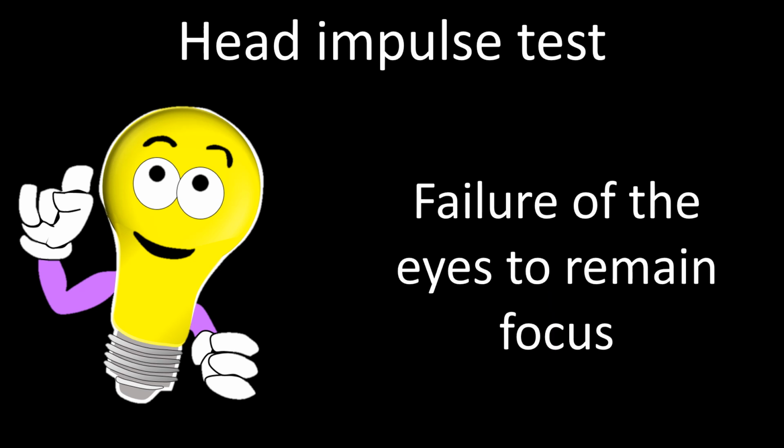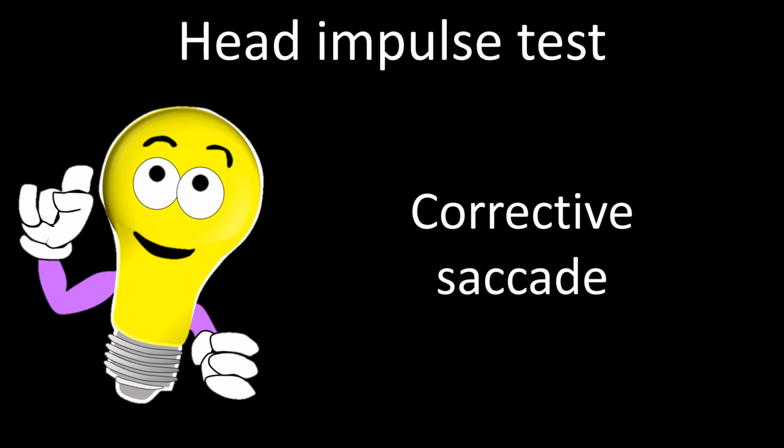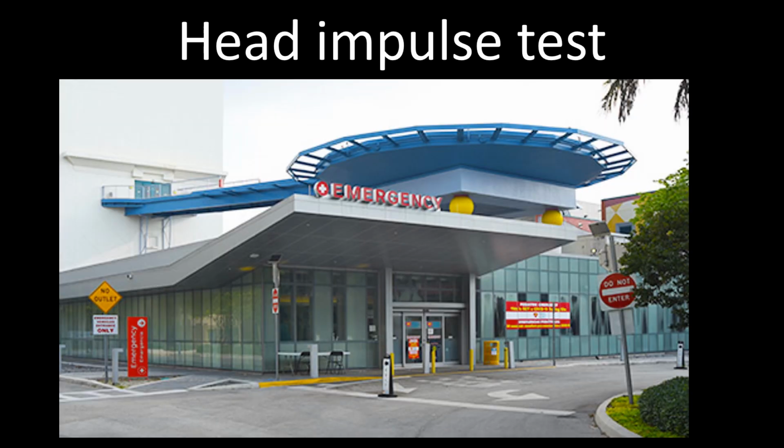A vestibulo-ocular reflex abnormality is recognized by the failure of the eyes to remain focused during head movement and is confirmed by the presence of a corrective saccade at the end of the head movement. The head impulse test in the ER should be performed after extraocular muscle testing has revealed full motility.